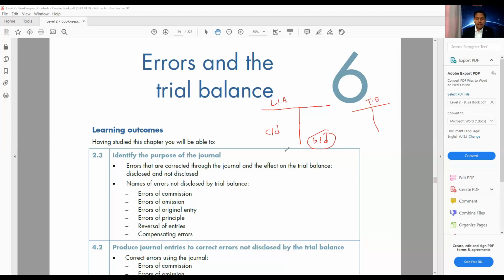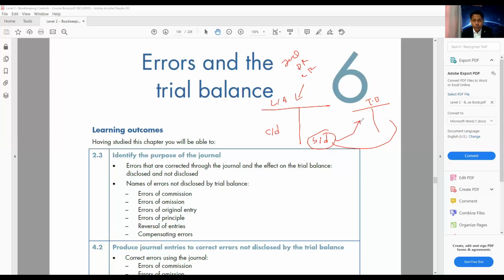Some balances go to the debit side, some balances go to the credit side. So first we do the journal, that is debit and credit. From the debit and credit, the next step is to prepare the ledger accounts. And from the ledger accounts, we take all the balances to prepare the trial balance. So these are the steps you already know. We have done all of this on our transaction paper.